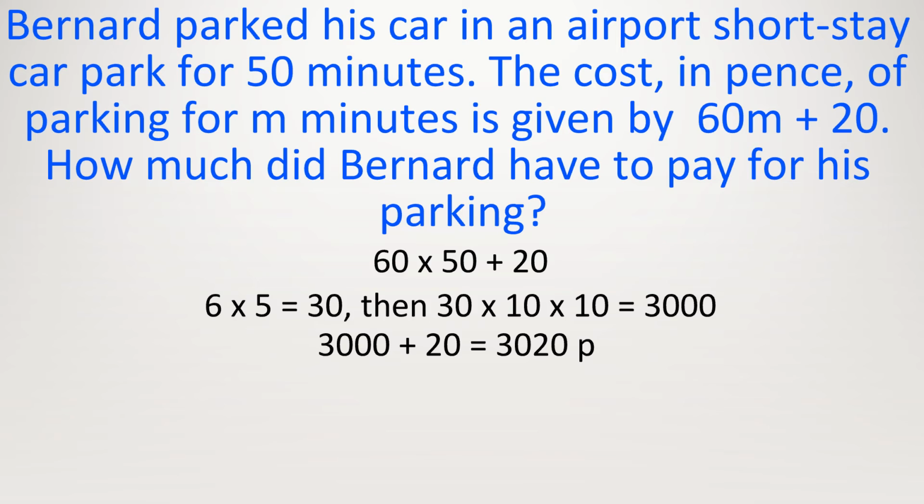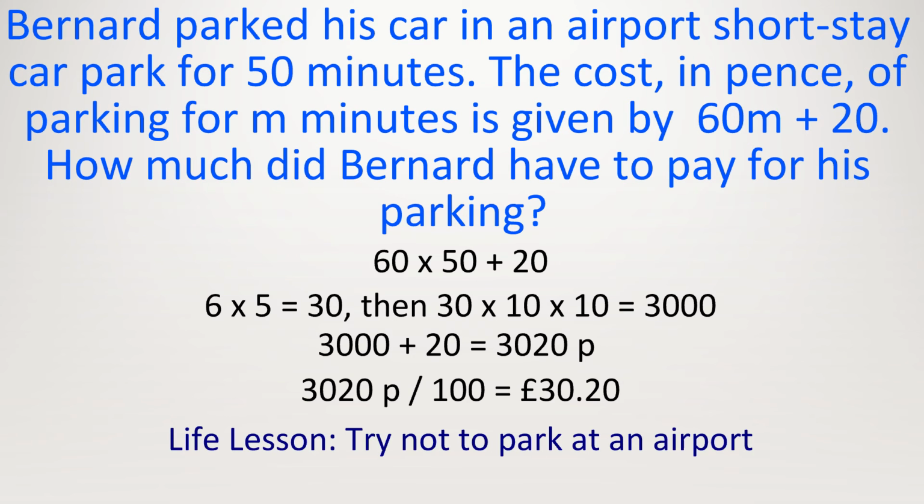But this is the cost in pence. Now we change this into pounds. How to go from pennies to pounds, we divide by 100. 3,020 pence becomes £30 and 20p. Hence, when Bernard stays at the airport for just 50 minutes, he has to pay £30 20p. When I first did this question, I thought I made a calculation error. If this is true, then staying at an airport just costs way too much for such a short amount of time.